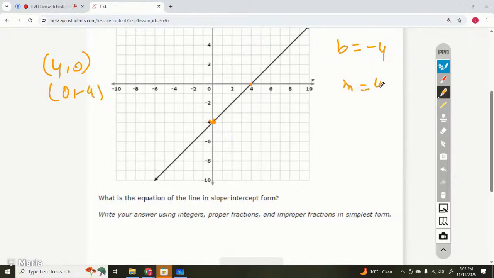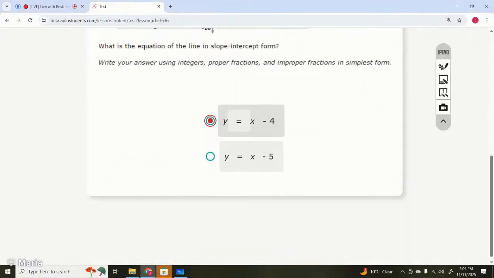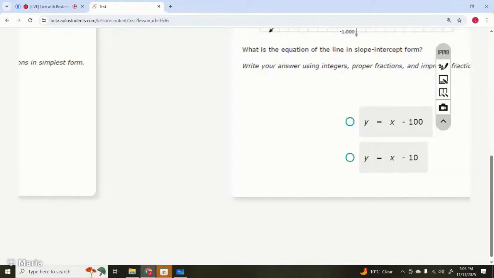We need to calculate the slope. That is 4 by 4. The slope is 1. So the equation is y equals 1x minus 4, y equals x minus 4. So y equals x minus 4, option number 1 it is.